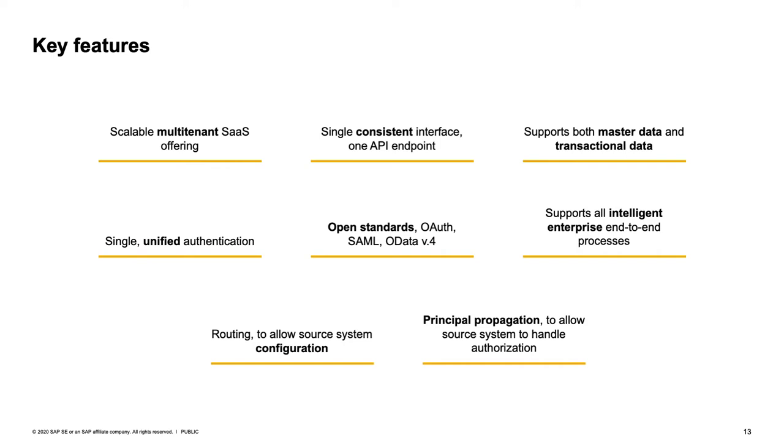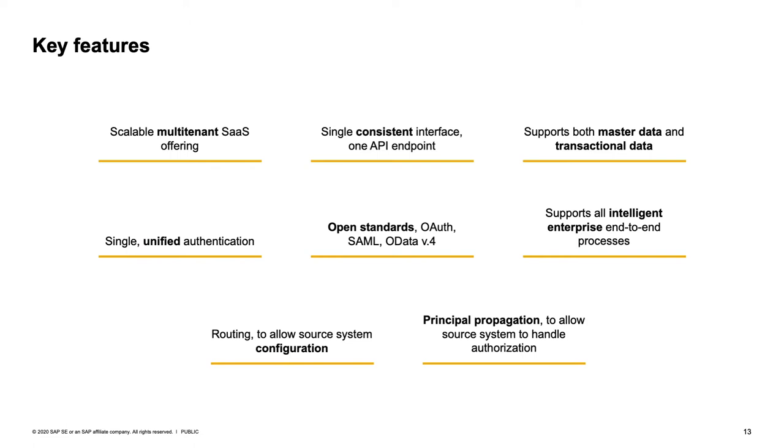It will support all end-to-end intelligent enterprise processes. Today we have four. As we go on this journey, if we have more, that will also be supported. And it also allows routing capability so that you can route to different source systems. If you have configured your customer API, Graph API, to go to a specific C4C system, then in future, you can also have more complex routing wherein you can say that if customer type is X, then go to C4C. If customer type is Y, then go to another business system. And it also can be more advanced routing.